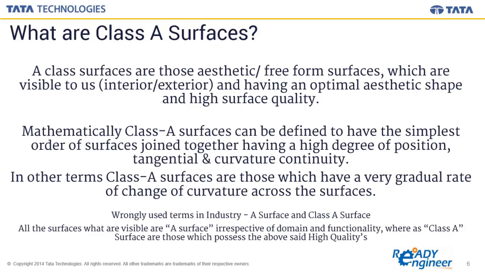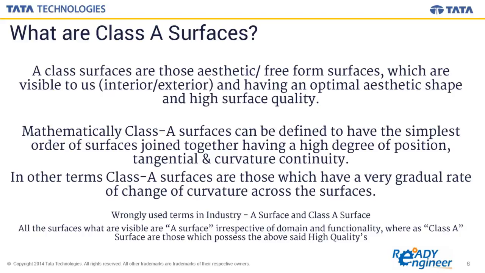In simple words, Class A surfaces are those aesthetic freeform surfaces which are visible to us and have an optimal aesthetic shape and high surface quality. So this is the opposite of CAS surfaces. CAS surfaces are aesthetic surfaces with very inferior quality, whereas these are also aesthetic surfaces which are visible to us and they have a very optimal and high surface quality.